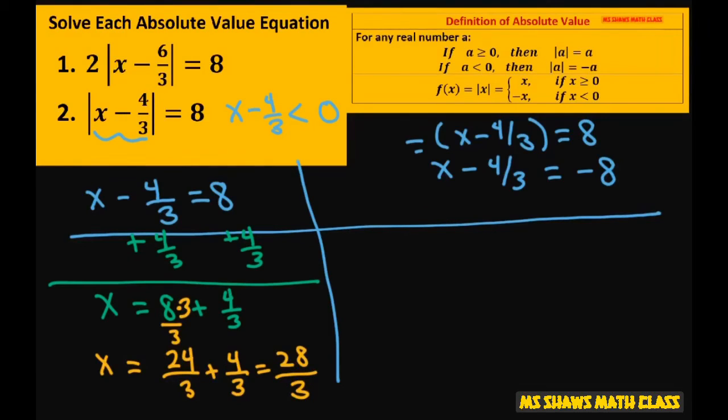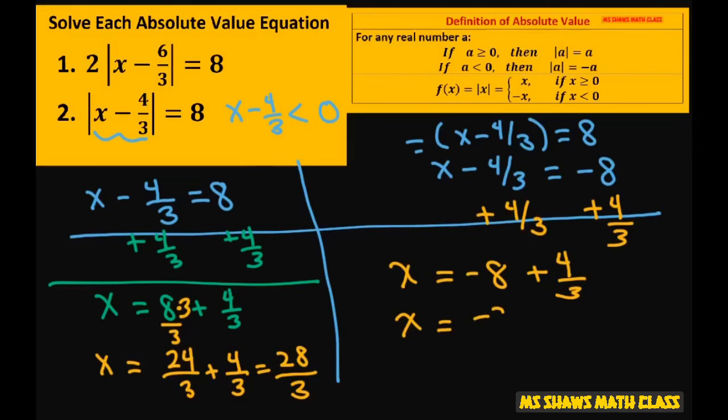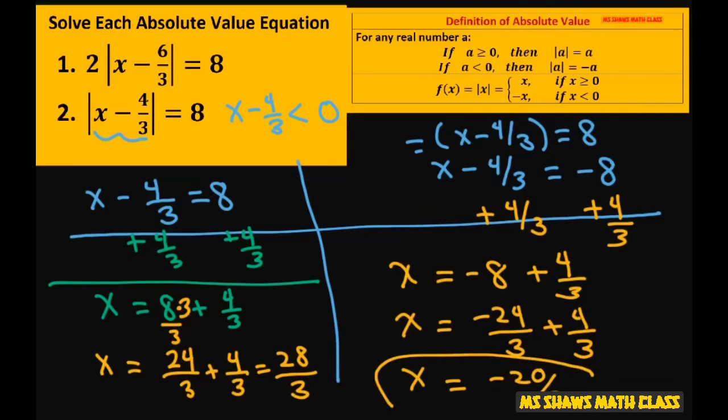And now we do the same thing for this side. Add 4 thirds to both sides. So you get x equals negative 8 plus 4 thirds. And 8 can be expanded to write negative 24 thirds plus 4 thirds. And that's going to equal negative 20 thirds. So those are your two solutions. And you can also check your answer as well.